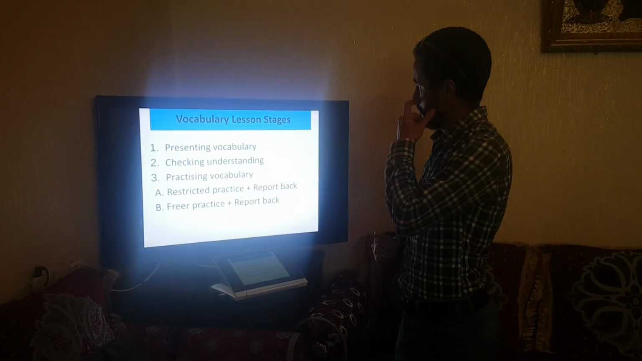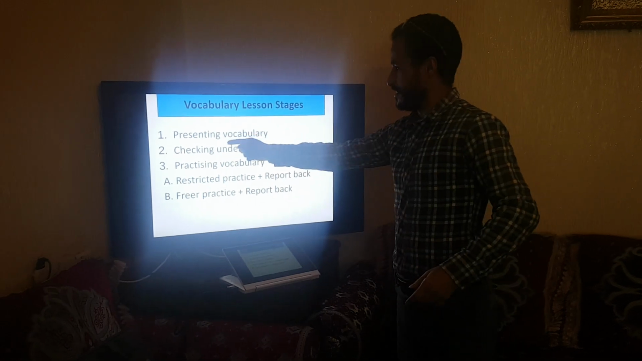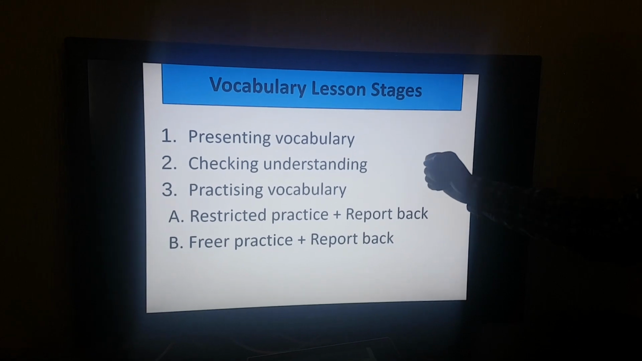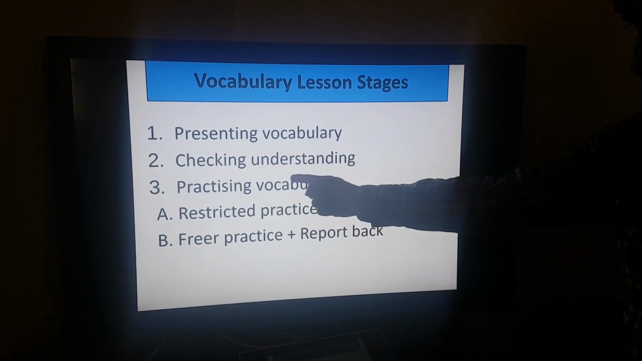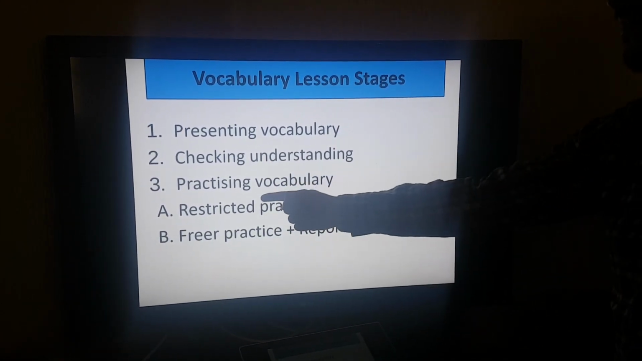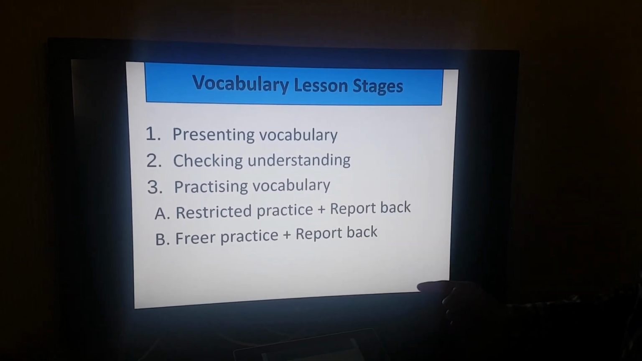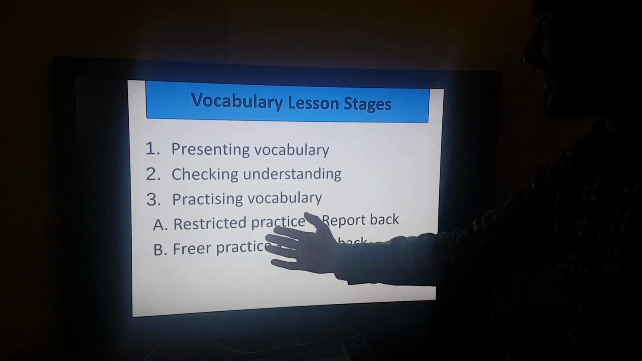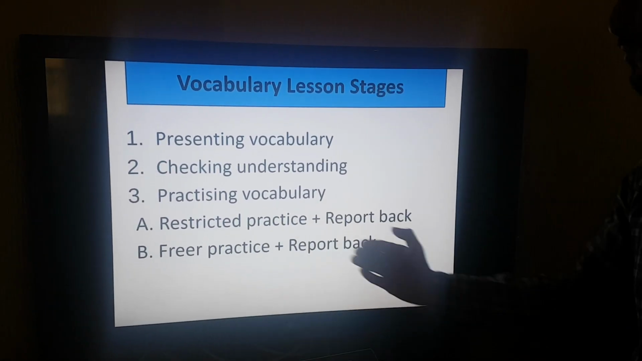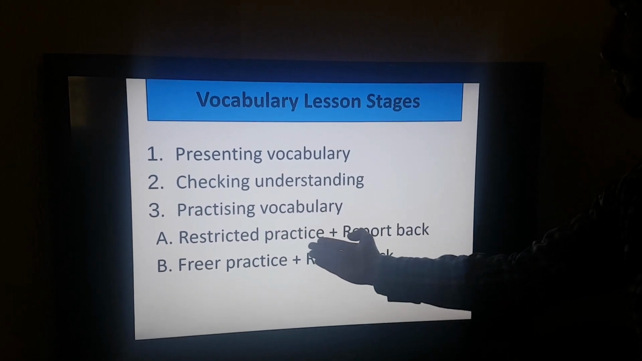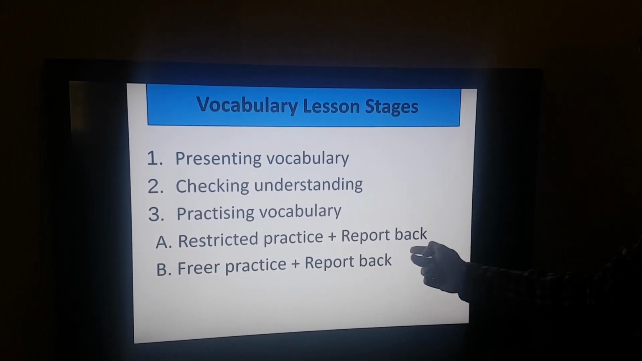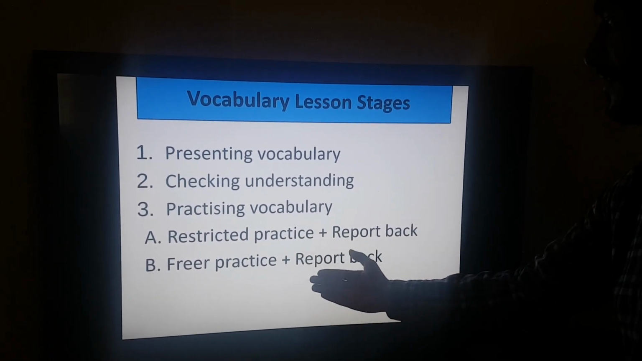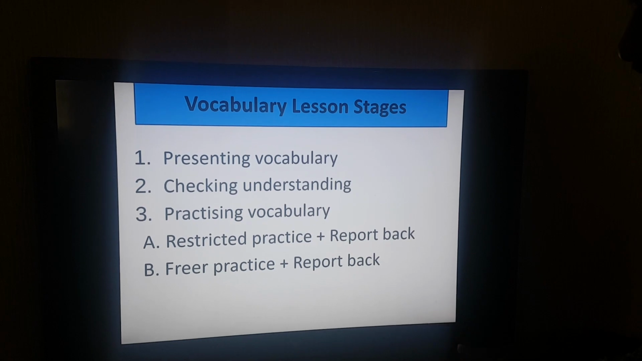So, stage number one. Number one is presenting vocabulary. It's the first stage. Stage number two, checking understanding. Stage number three is practicing vocabulary. And here when we talk about practice, there are two types of practice. There is restricted practice and freer practice. So we can start with restricted practice plus report back. Report back is when you answer with students the questions. And freer practice is at the end, it's like a production stage.